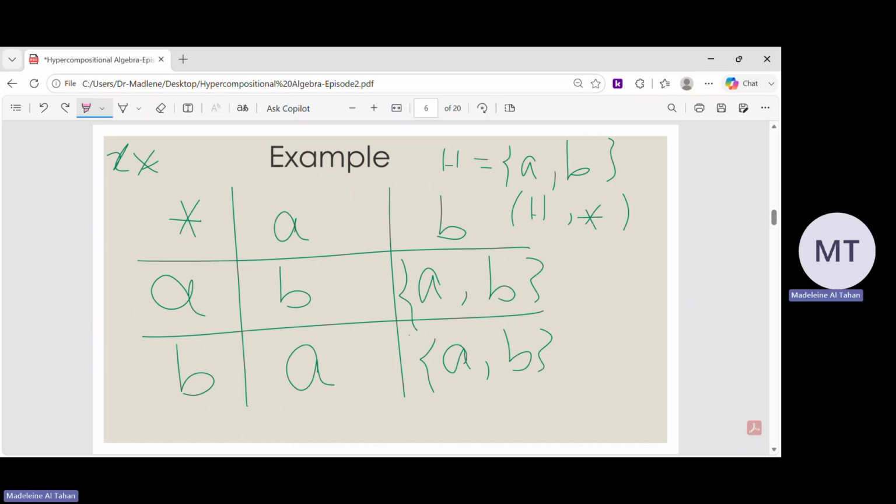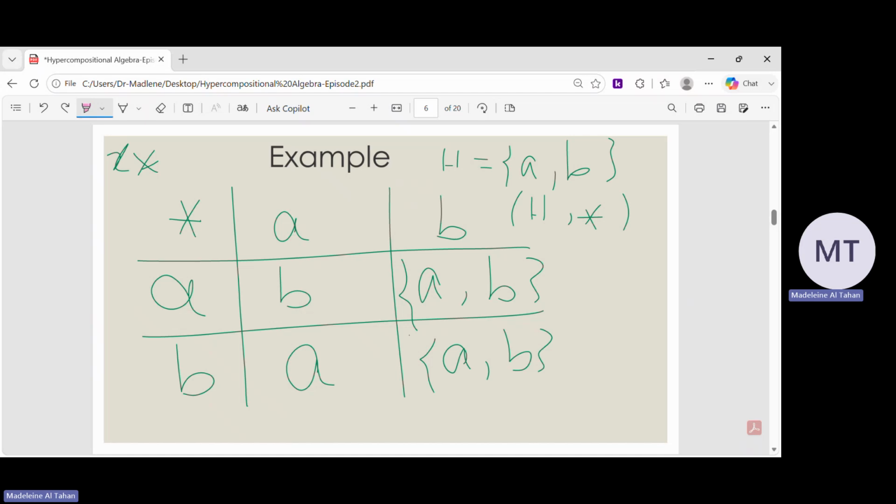So a hypergroupoid is simply a non-empty set together with a hyperoperation. Nothing is required at this stage. We haven't imposed any algebraic properties. Associativity may fail, identity may not exist, reproduction may not hold. So a hypergroupoid is therefore the most general hyperstructure.